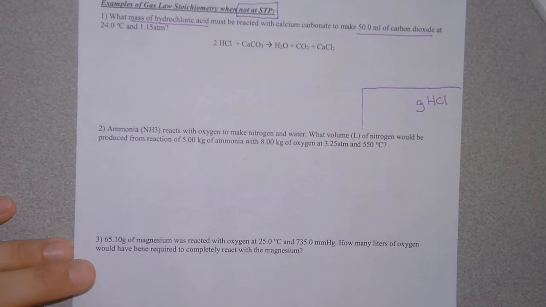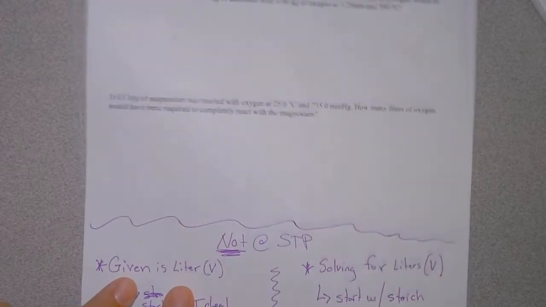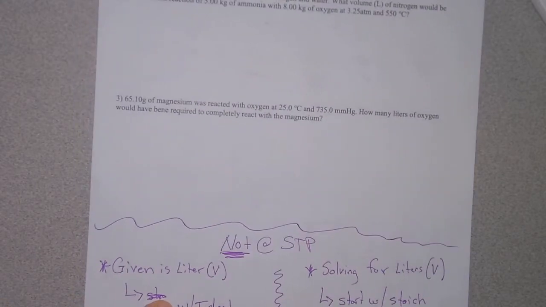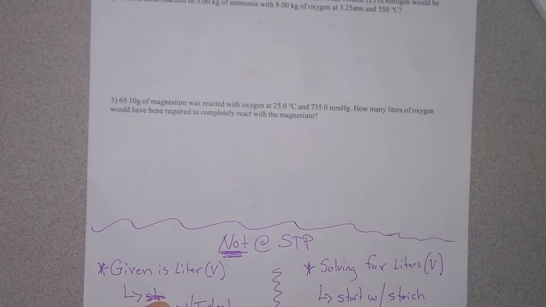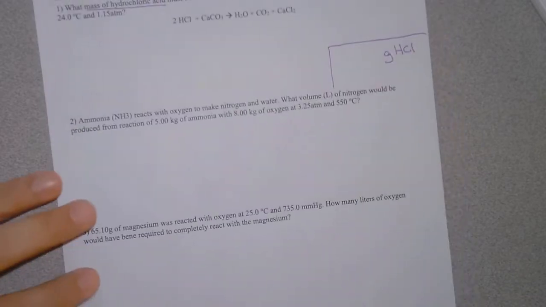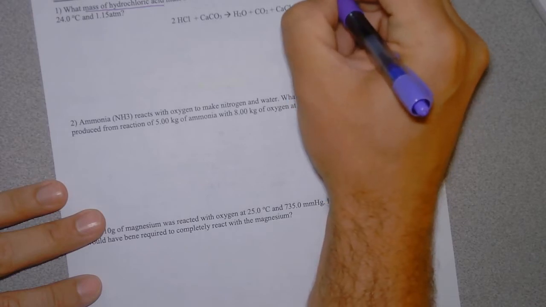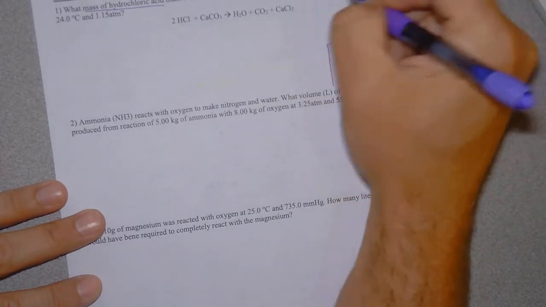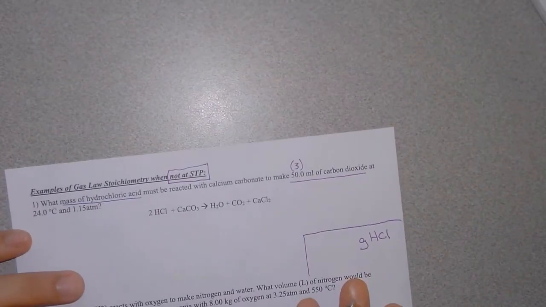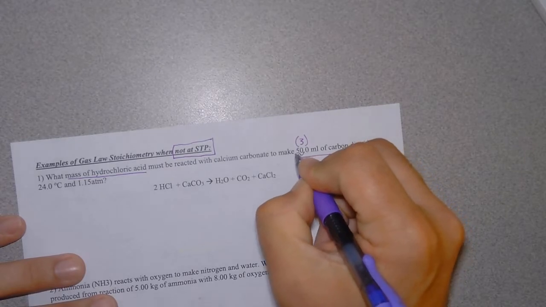So, what's given to me? Temperature, pressure, volume is given to me. So what do I start with? Volume is given to me, so I start with ideal gas law. Now, just some test taking strategies. Remember that this is 3 sig figs, but go ahead and turn that right into liters.